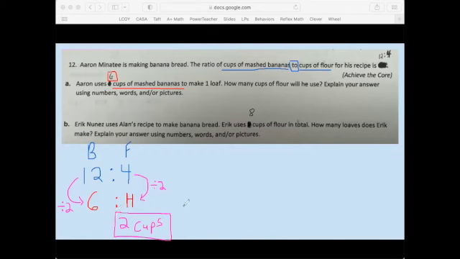Okay? Now, what I'm also going to do is use another strategy, the number line strategy, because why not? And, okay, in all seriousness, the reason we learn multiple strategies is so that we can check ourselves. So I'm going to use the double number line strategy.